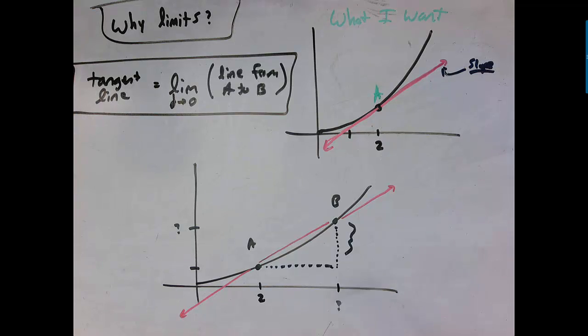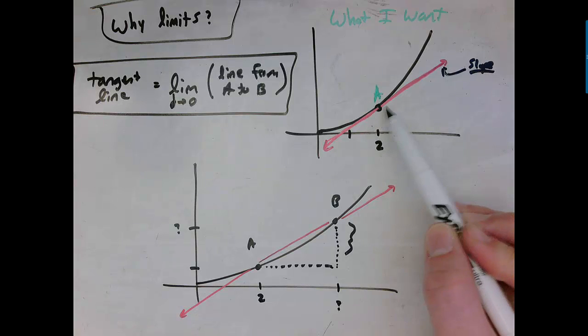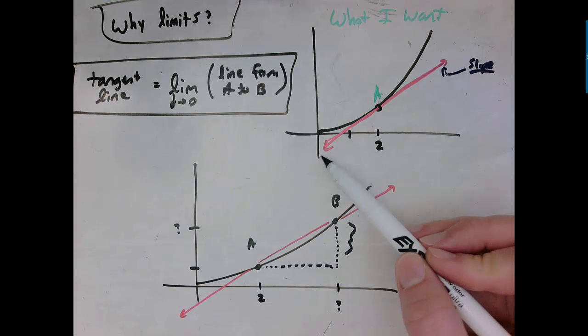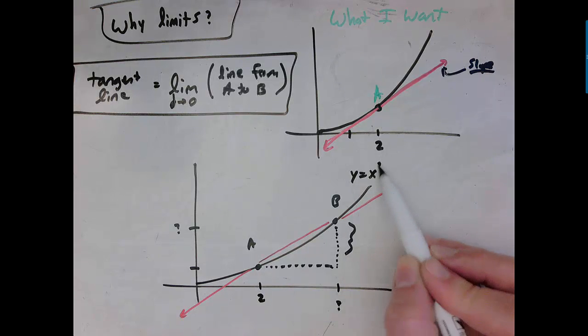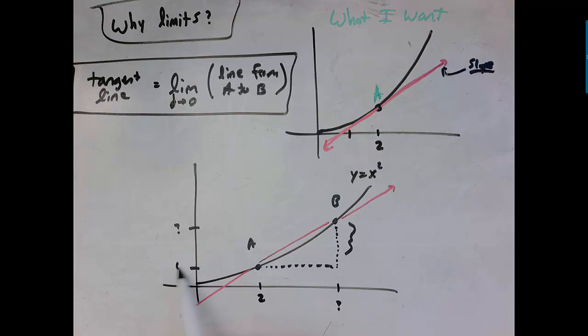Step one is let's find the coordinates of A. So I started by saying I want to find the tangent line at a particular value. So 2 is just the choice I made for where I want to make the tangent line. So that's 2. And then I know that this is the curve y equals x squared, so I also know that the y value should be 4. All right, so that's A.